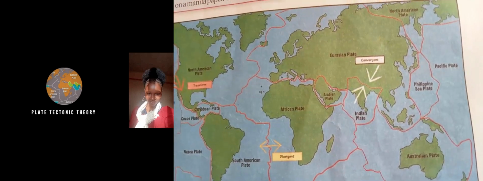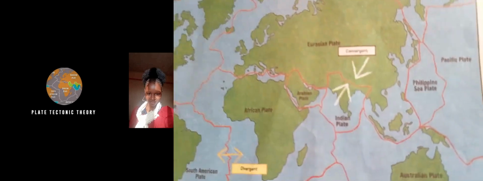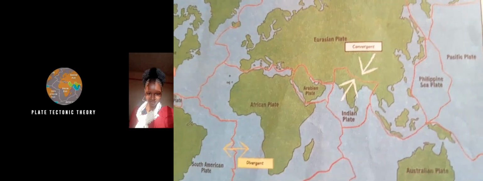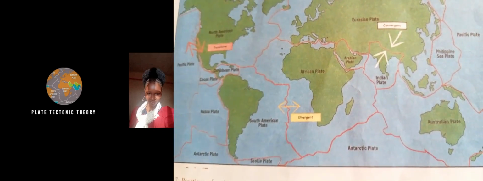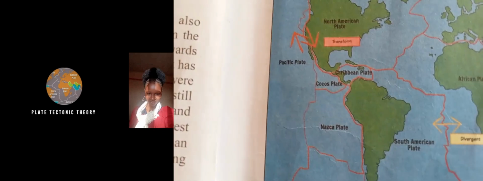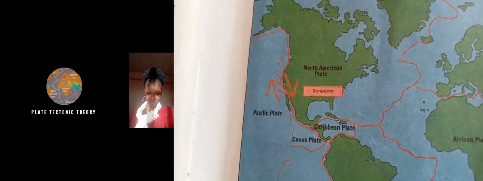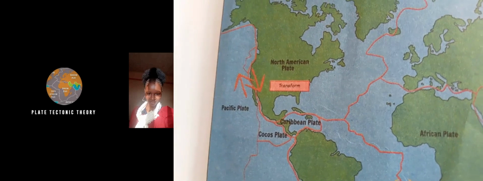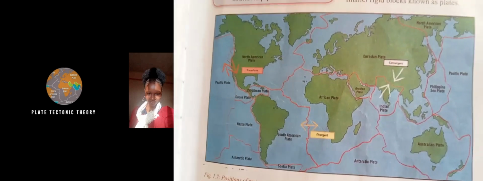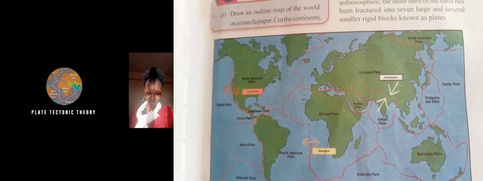Among the minor or smaller plates, we have the Indian plate, as you can see there. We also have the Nazca plate here, the Cocos plate here, and the Caribbean plate here. So those are some of the larger and smaller plates.